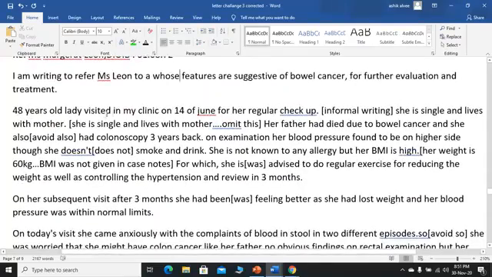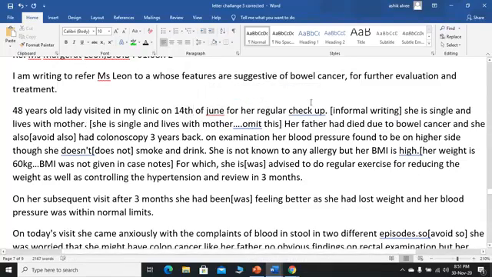48 years old lady visited in my clinic on 14th of June for her blood regular checkup. When did she visit? Is it today or the day after tomorrow or 5 days previously? You have to write about when, like today, and this should not be mentioned here. It should be mentioned in the introduction. So, visited my clinic on 14. So, if you write the date like this, you should write 14th of July or June or whatever. This is informal writing.